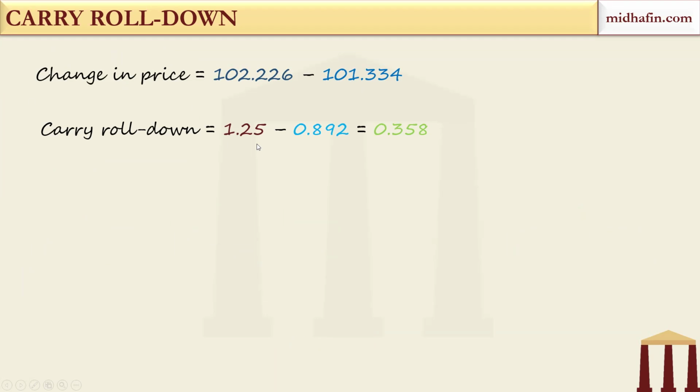And then I'll find the carry roll down, which is simply the coupon plus the price change. If the change is negative, it will be subtracted. If the change is positive, it will be added. My carry roll down is 0.358%.